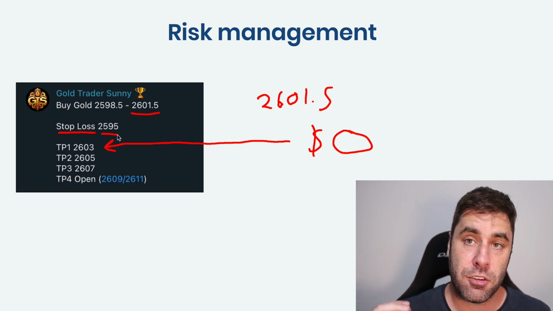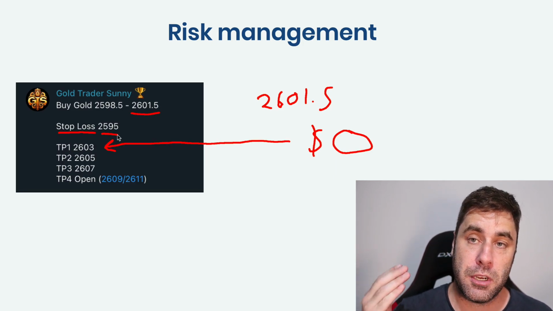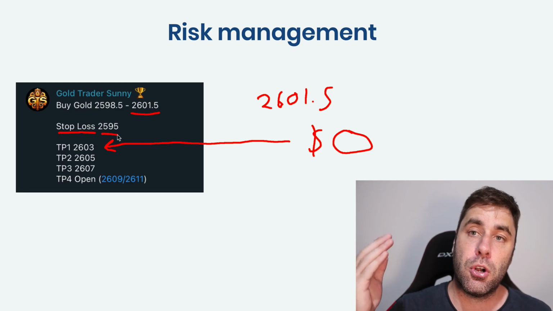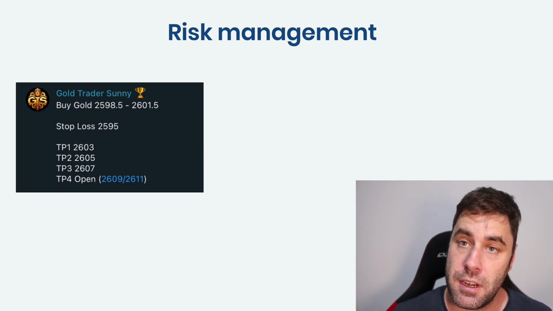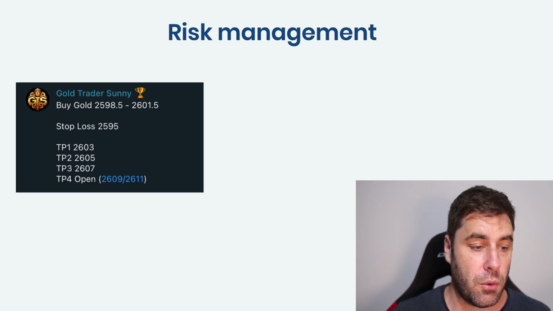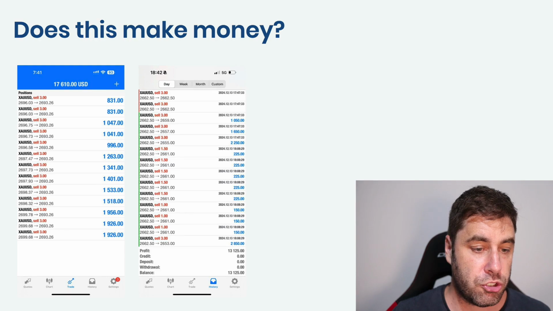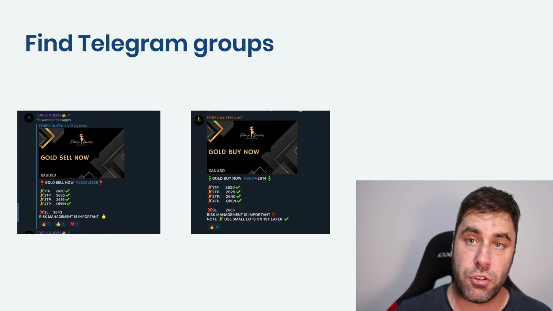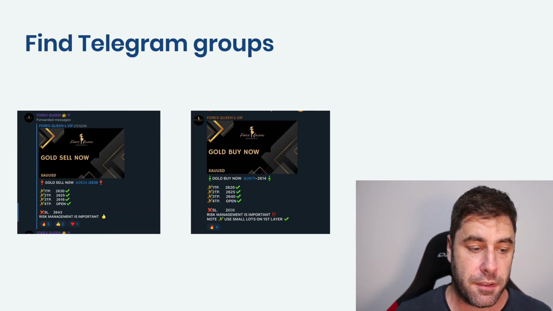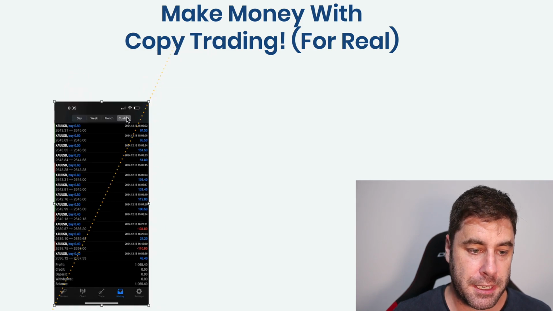But if you have a small account, you don't have a lot of money, you want to be doing risk management. But you're going to learn all of this inside these groups that you're going to join. So that's really it, guys. What I would recommend you do is go into these groups, watch and learn what they're doing, and watch the trades, watch the results and all of that sort of stuff. And you can go ahead and make money copy trading.